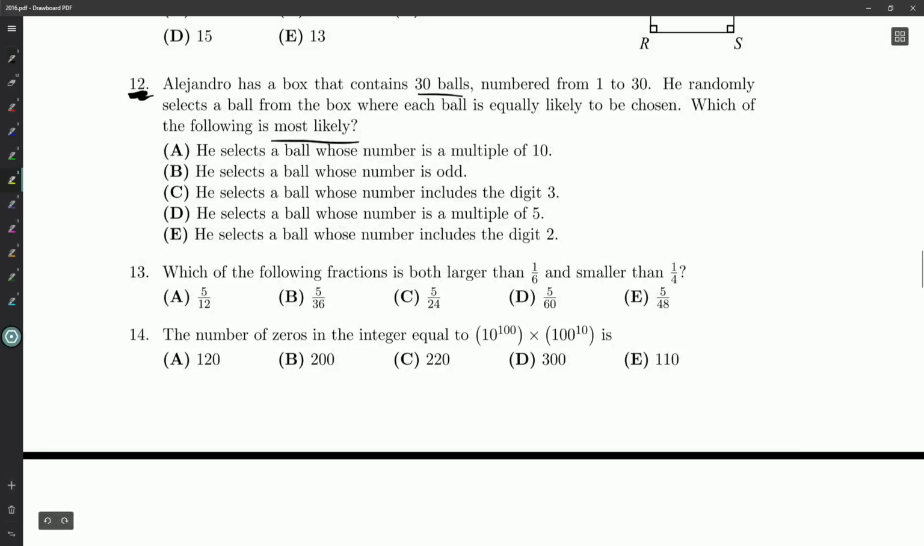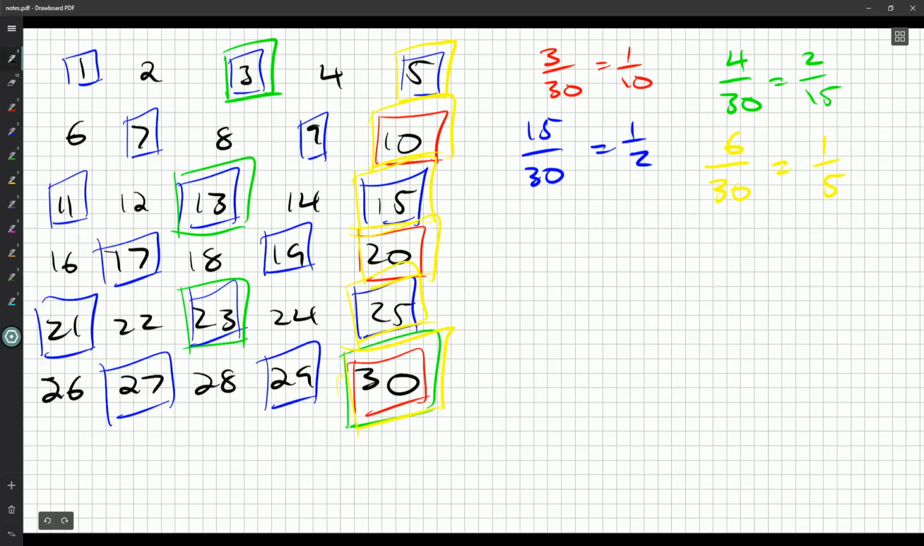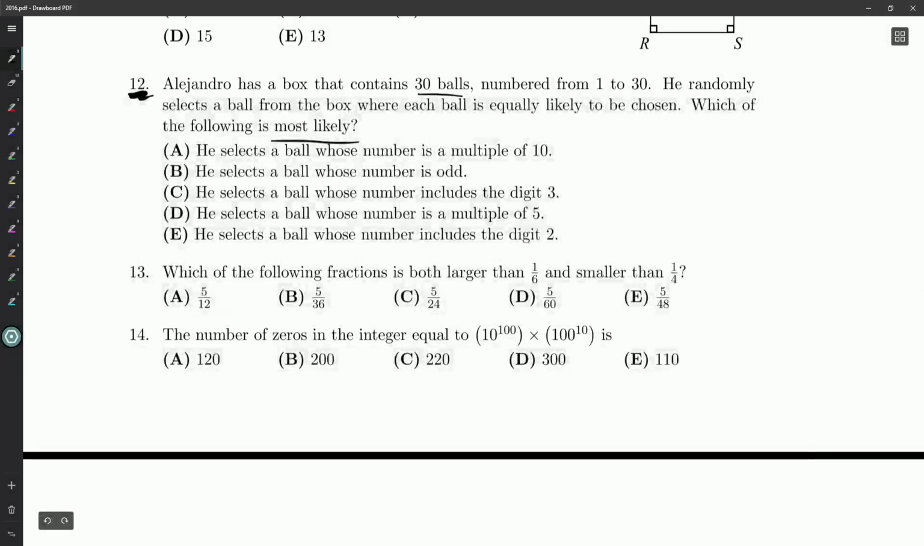Okay. We'll move to D. Multiple of 5. Well, the multiples of 10 are also multiples of 5, but so is 5, and 15, and 25. So we get a few more. We get 6 of them. So 6 out of 30, or 1/5. So that's about 0.2. Well, that is 0.2, but a half is 0.5, so it's still very much out in the lead. Finally, E, selects a ball whose number includes the digit 2.